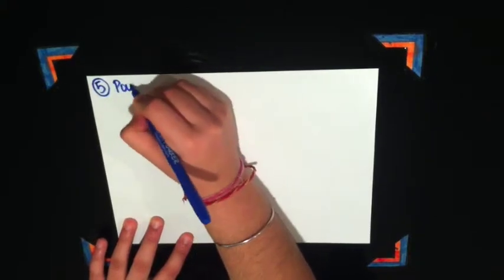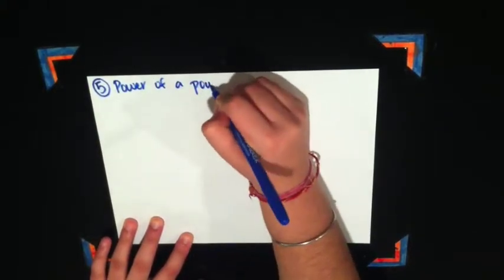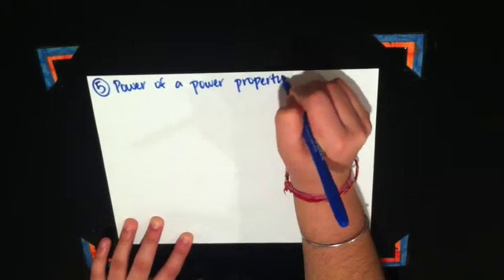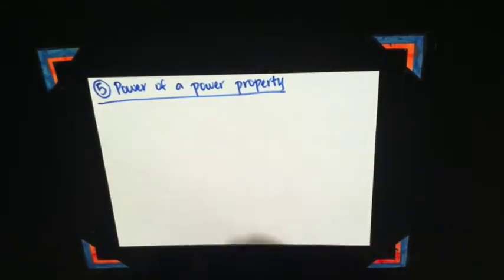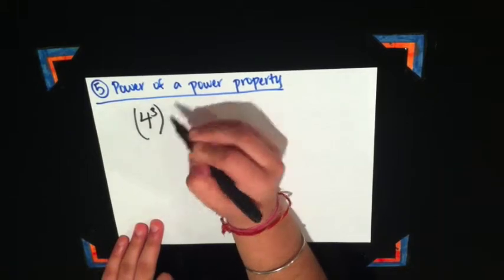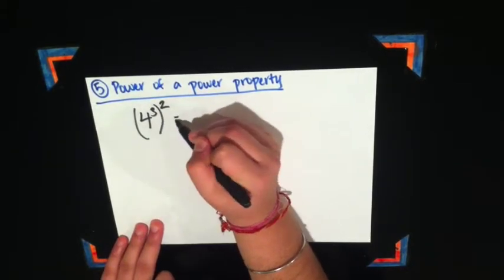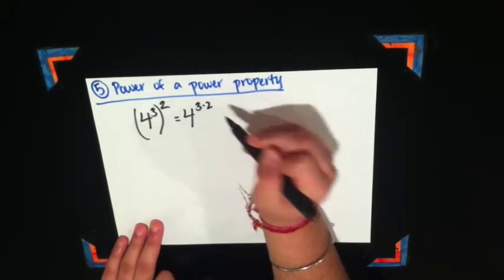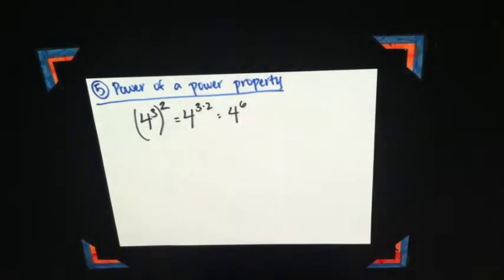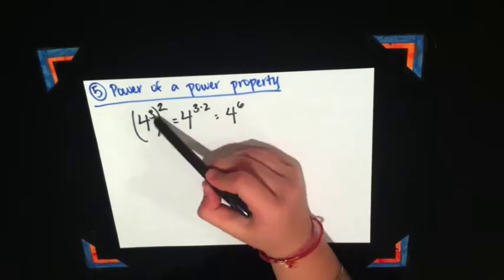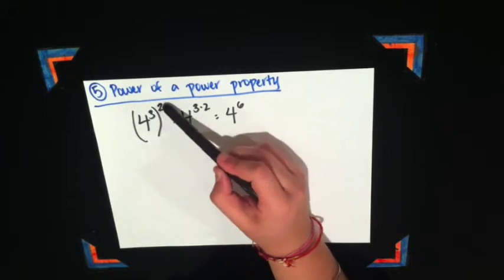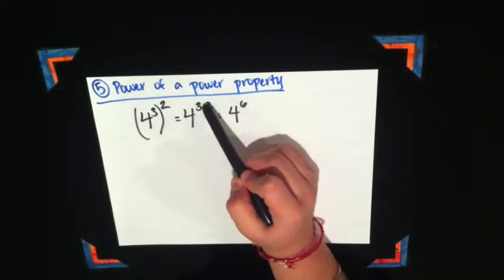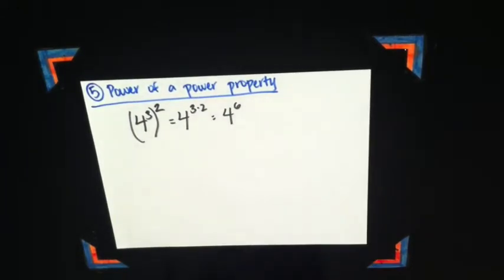Power of a power property. Let me show you an example. 4 to the third, in parentheses to the second power equals 4 to the 3 times 2, which equals 4 to the 6. Now let me explain this. 4 to the third in parentheses to the second power makes it 4 as a base to the 3 times 2, which equals 4 to the 6. Let me show you the formula.